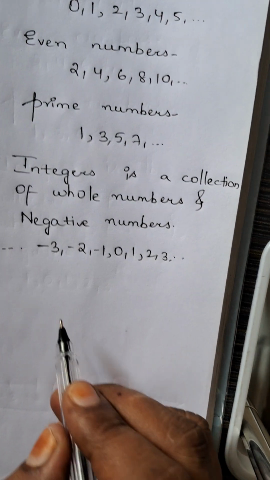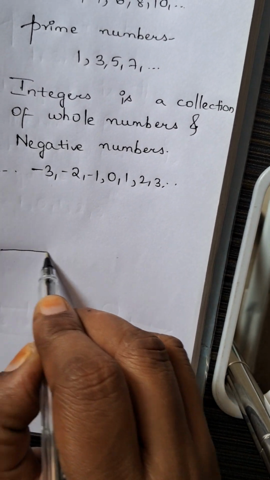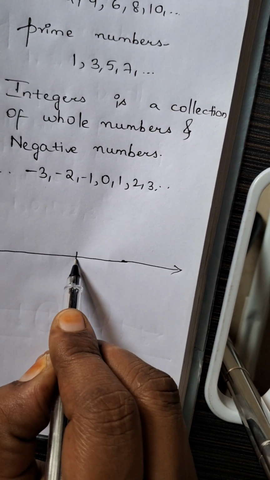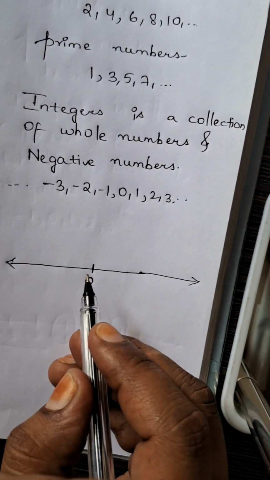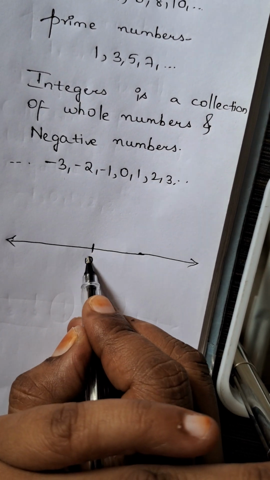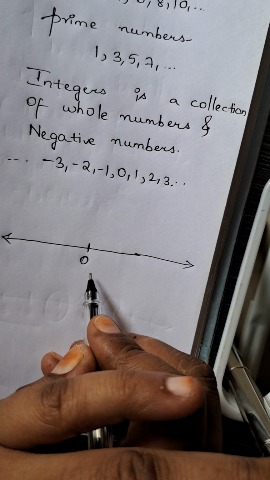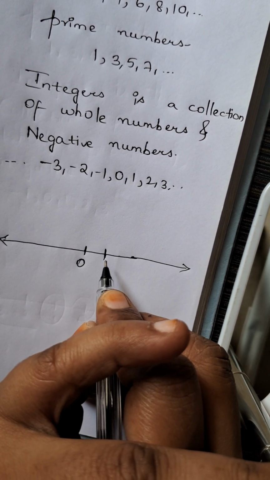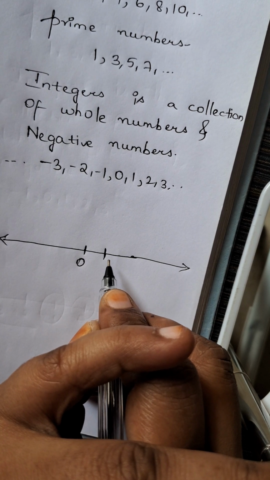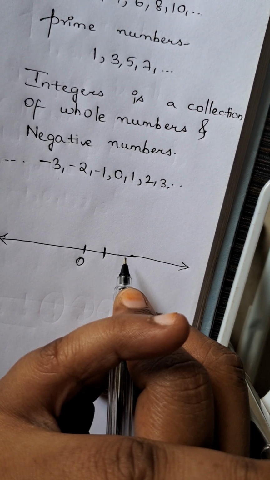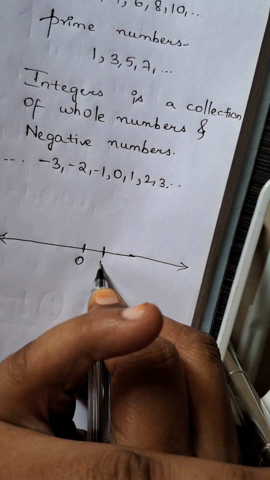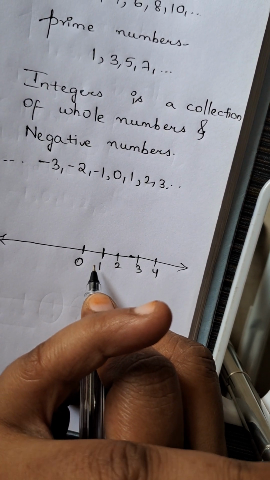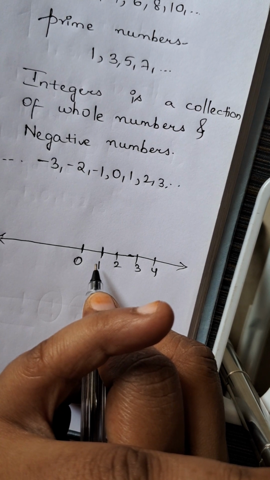Suppose on a number line, we can draw the integers. So this is nothing but a number line. 0 is an integer which is neither positive nor negative. After 0, on the right side of the number line, all the numbers greater than 0 will be there, means 1, 2, 3, 4. All the positive numbers will be on the right side of the number line.